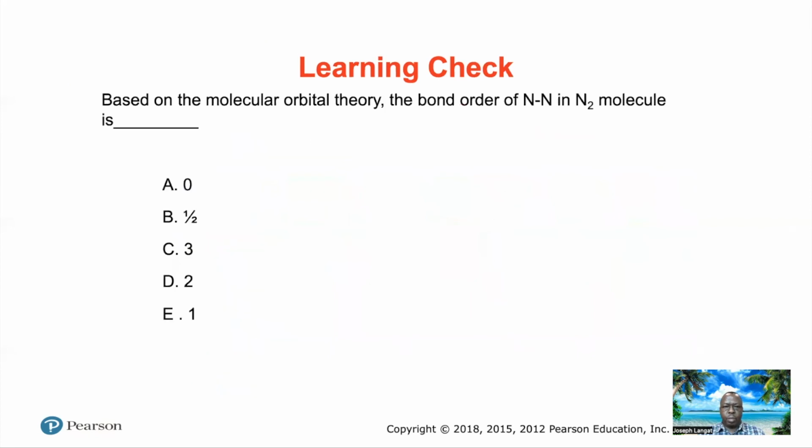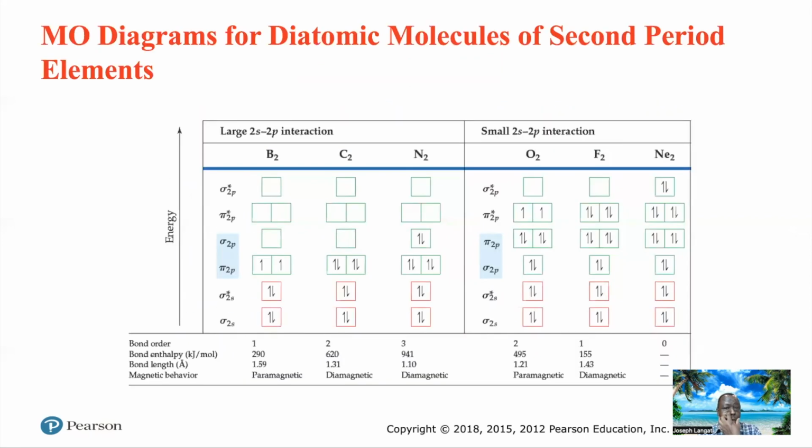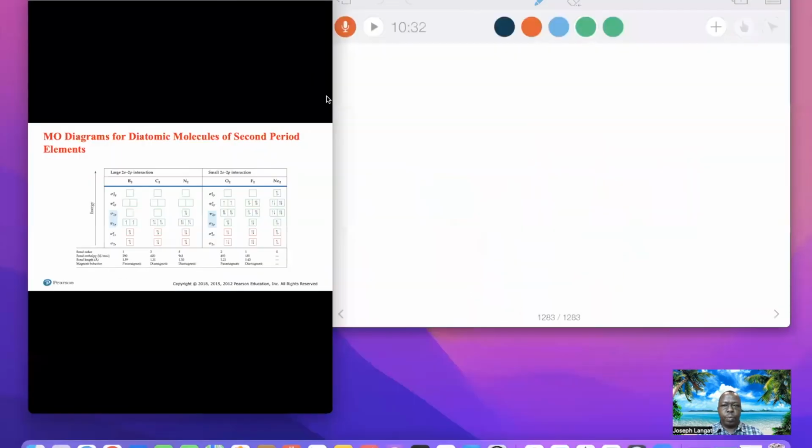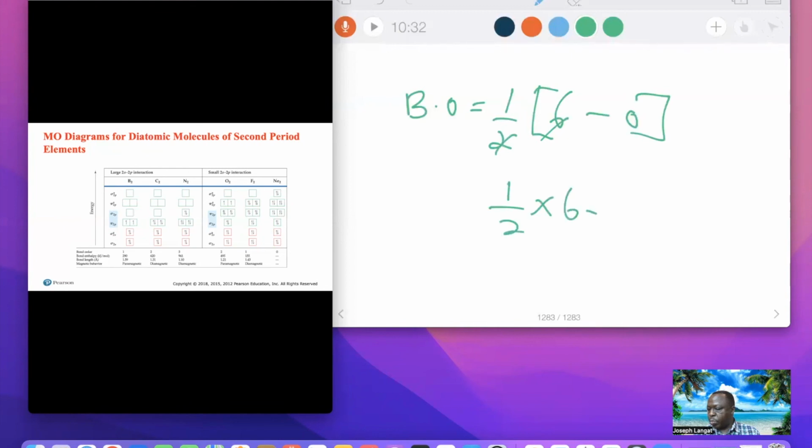For nitrogen, based on the molecular orbital, the bond order for nitrogen to nitrogen, I'll still draw that. I don't see antibonding. So for N2, bond order is given by 1/2, 6 minus 0. This is a half times 6, which is 3. We have a bond order of 3. It means it can form 3 bonds.